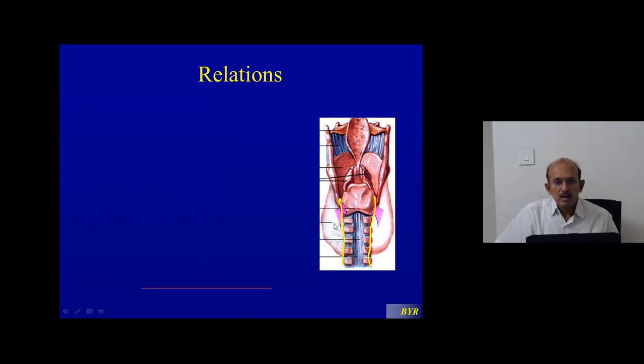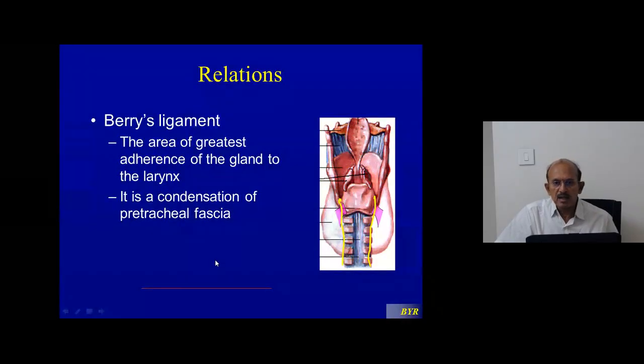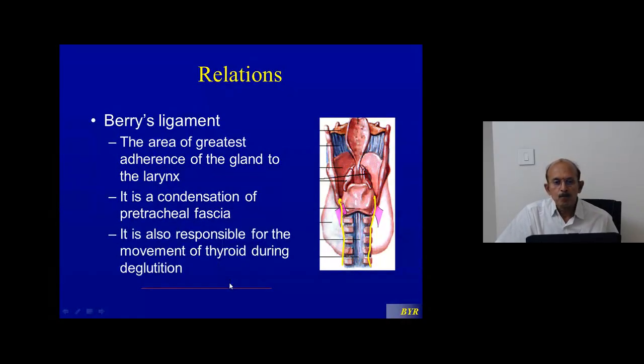Okay. So this is the Berry's ligament. It is the area of greatest adherence of the gland to the larynx. It is a condensation of the pretracheal fascia. It is also responsible for the movement of the thyroid gland during deglutition.